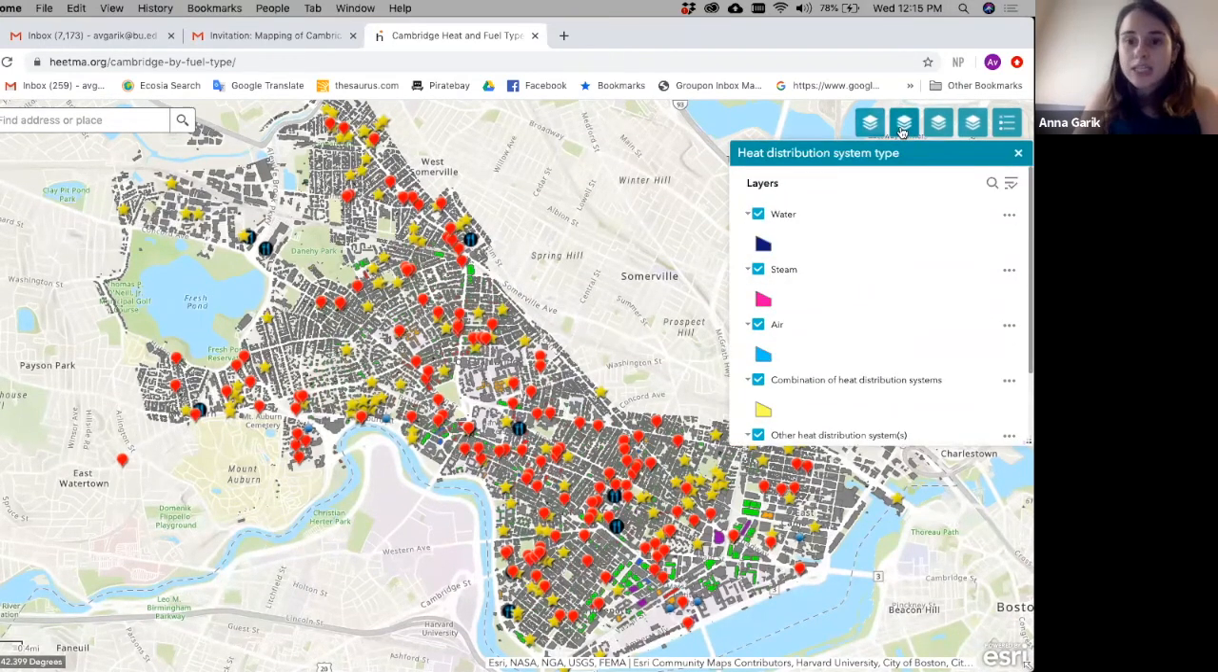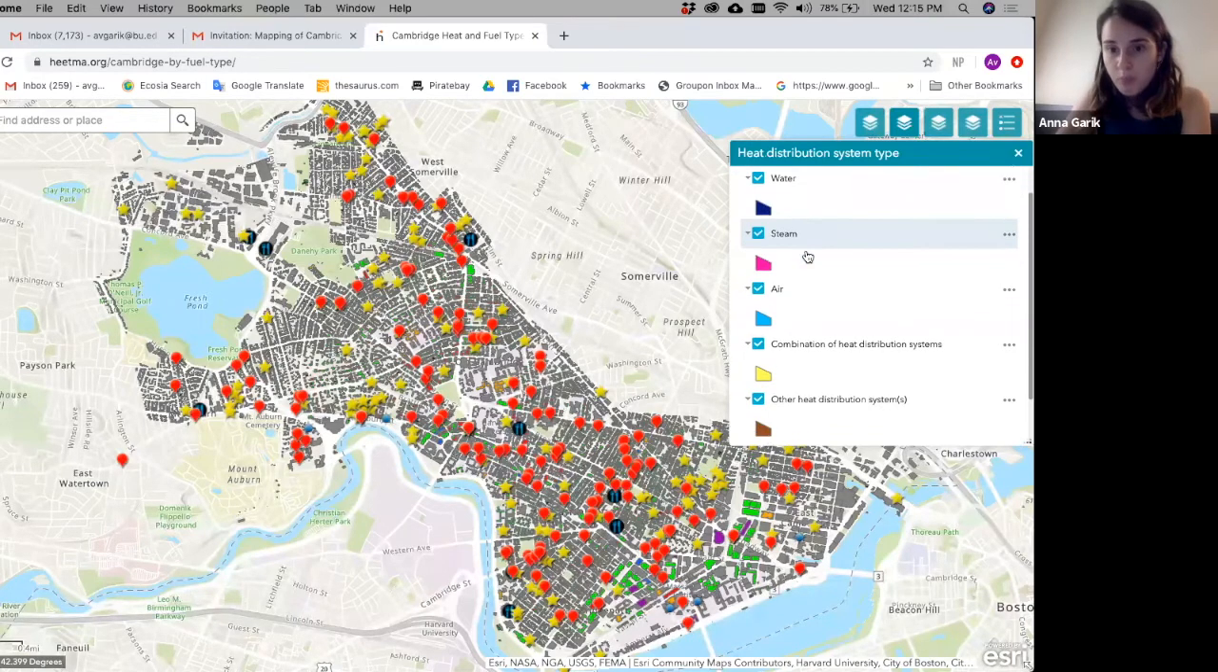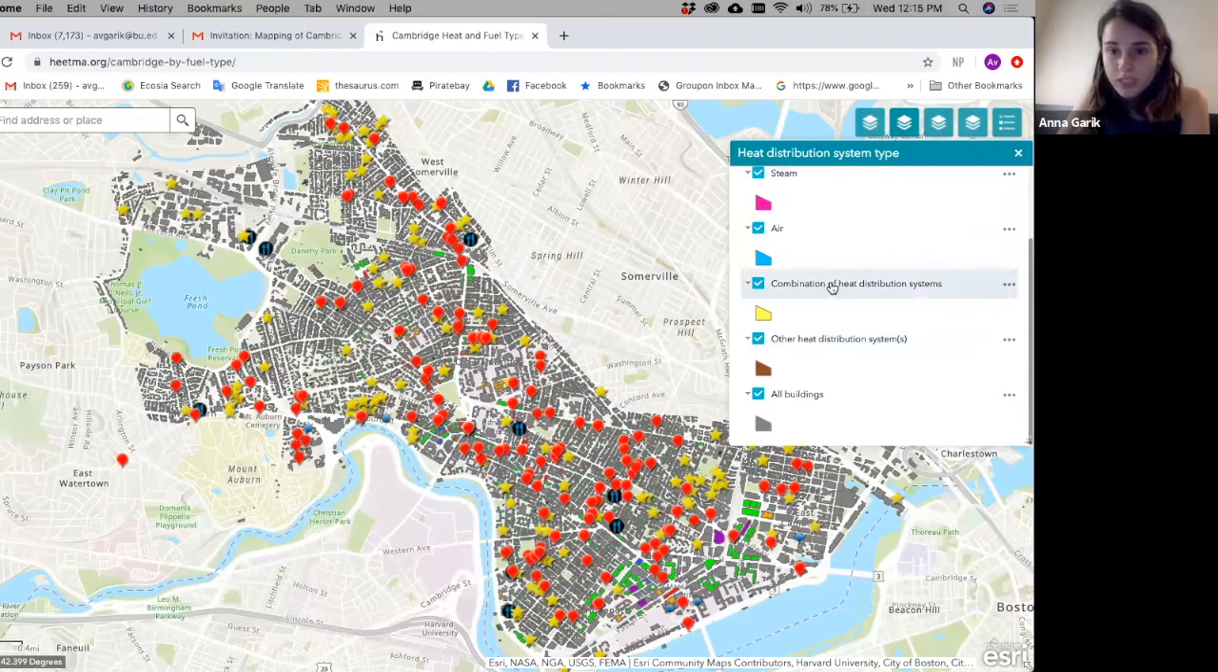The second layer list is of heat distribution system type. An important thing to note here is that steam cannot be used because it just does not work with the geothermal infrastructure. But you can also see there's a combination. So whenever there's a combination, it's either the tax assessor's database actually just wrote in combination, or when I combined everything, I got for that building that there was more than one heat fuel type or heat distribution system type.